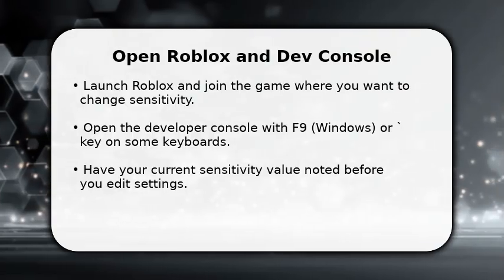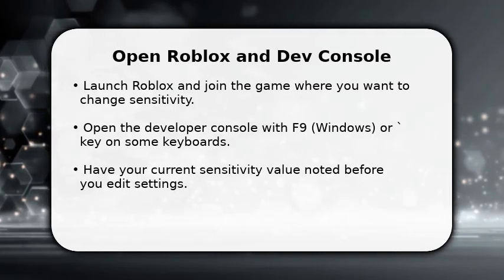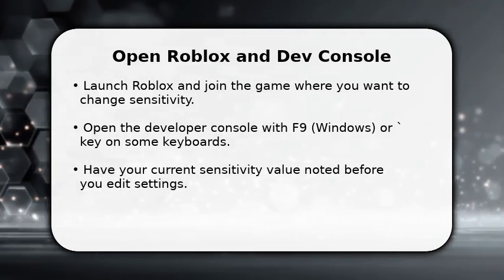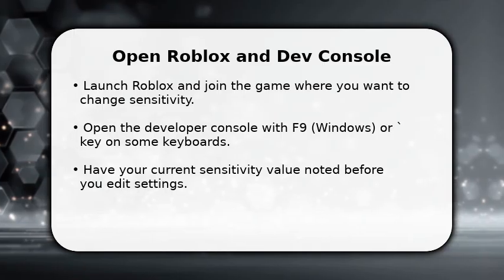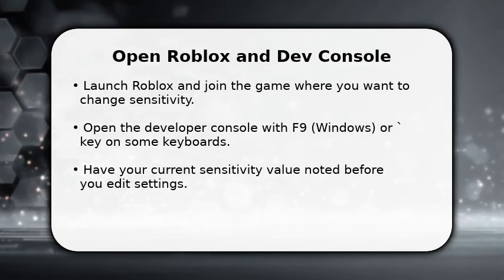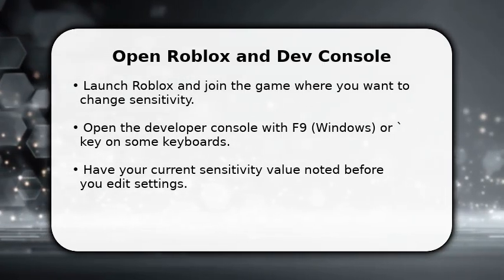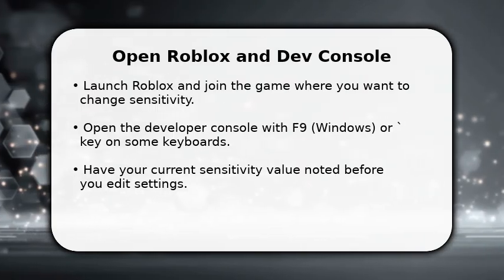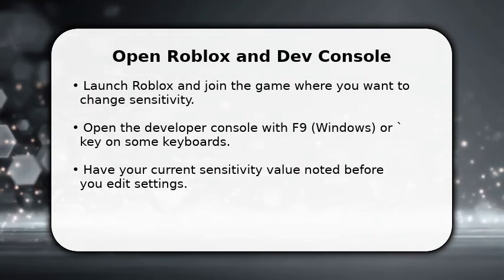You start by launching Roblox and joining the game instance you'll modify. Once in, press F9 to open the developer console. Some keyboards use the backtick key instead. You should glance at your current sensitivity setting now so you can compare changes, write it down, or screenshot it.